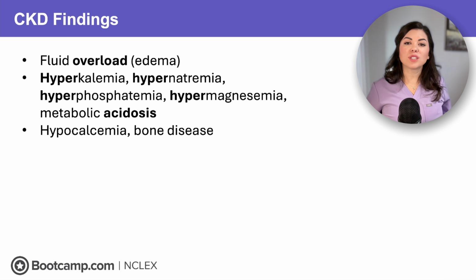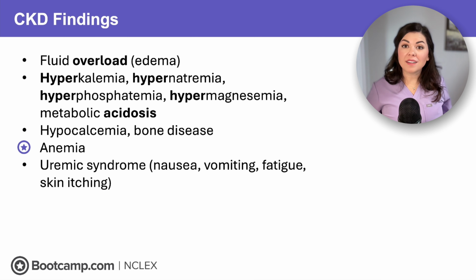The kidneys also lose their ability to activate vitamin D, so calcium levels drop, leading to hypocalcemia and bone disease. Decreased erythropoietin production means fewer red blood cells, so clients will develop anemia. And finally, urea builds up, causing waste to enter the bloodstream. So we will see uremic symptoms like nausea, vomiting, and itching. So remember, due to retention of fluid and electrolytes, everything will be high, except for hypocalcemia.